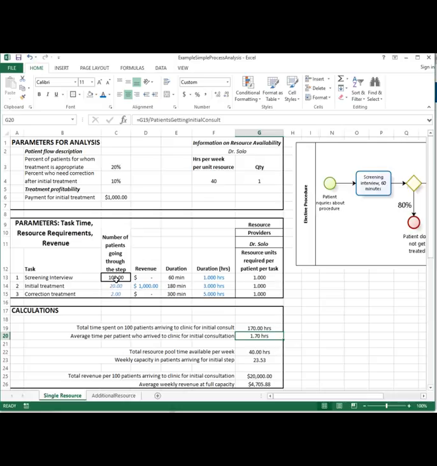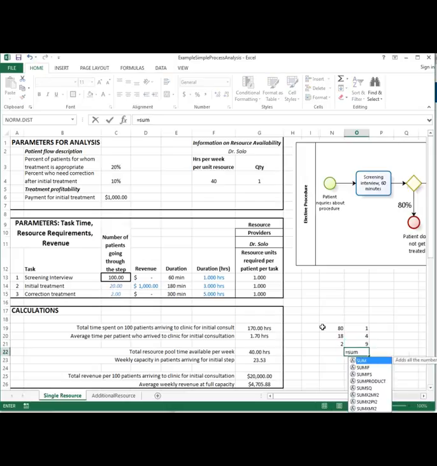Then there are 18 people that are getting the initial treatment and the screening interview. So for 18 people, we will get 1 hour from the screening interview plus 3 hours from the initial treatment. So these people will get 4 hours. And then there will be 2 people out of 100 who will get the screening interview, the initial treatment, and the correction treatment. So they will get a total of 9 hours spent on them. So if we just do that again, 80 people will have 1 hour spent on them, 18 people will have 4 hours spent on them, and 2 people will have 9 hours spent on them.